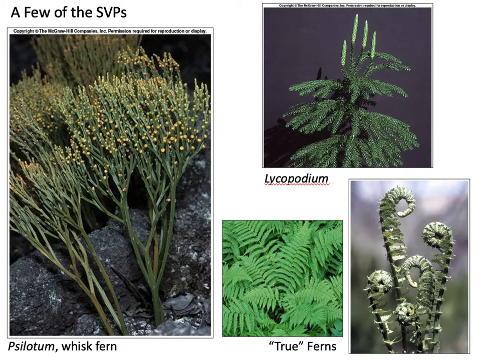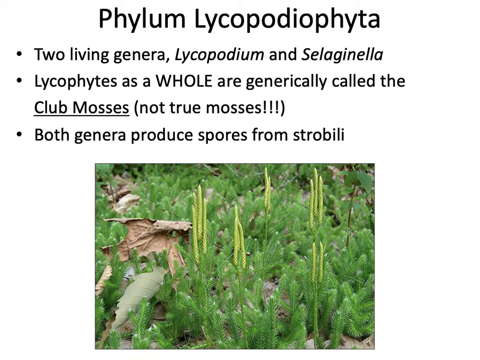Here are some photos of some of the organisms we'll study today. We'll look at the genus Psilotum, which is the whisk ferns. We'll look at Lycopodium. We'll look at true ferns, and we can see the overall plant form of a typical true fern, as well as the way that the leaves emerge in this structure called a fiddlehead.